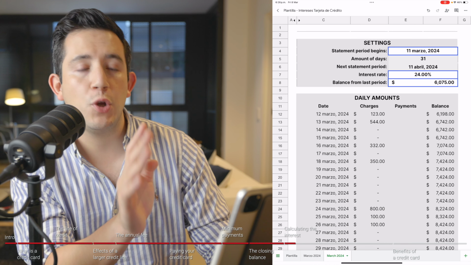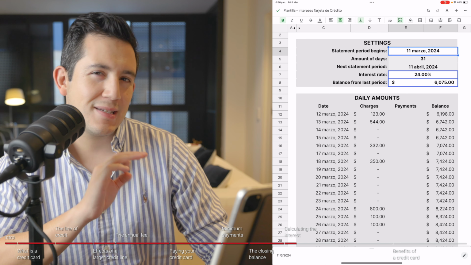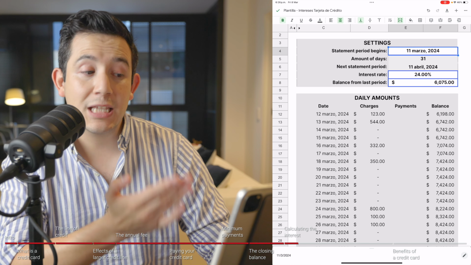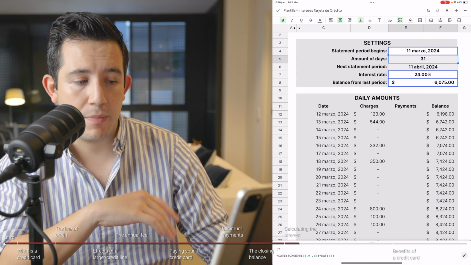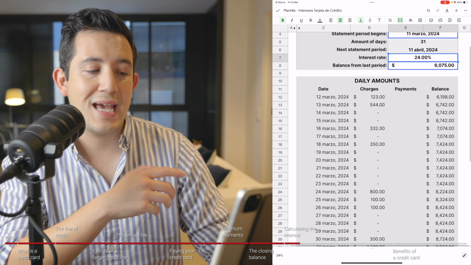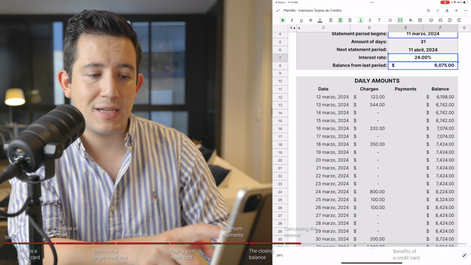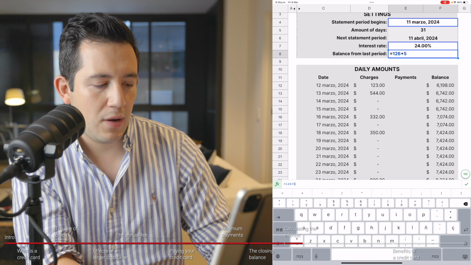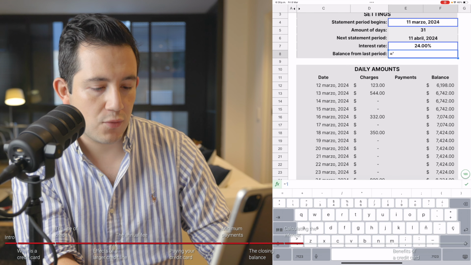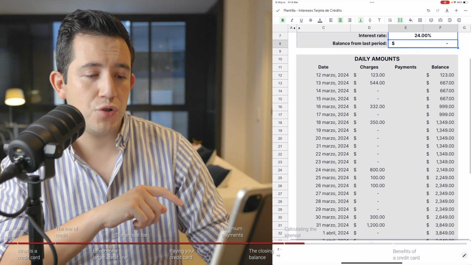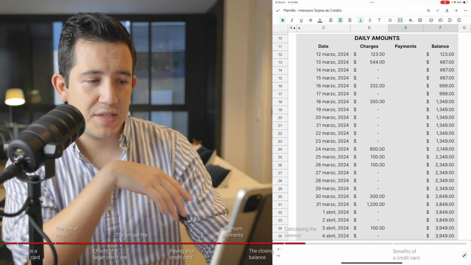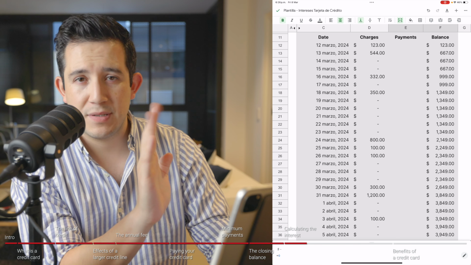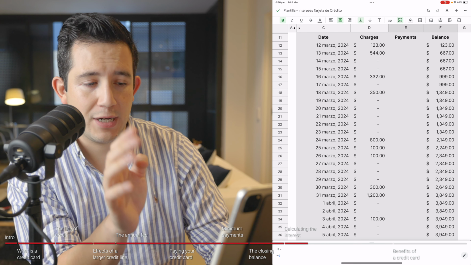But basically what you would do is write the start of your statement period. Say that it is 11th of March. It calculates how many days this statement period is going to have. You write down the interest rate on your credit card and if you have any balance from the last periods. Let's say that we don't have any balance, that we're starting from scratch. But what you would have to do once you get your credit card statement is to write the charges for every month and any payments that you may have done to your credit card during the month.